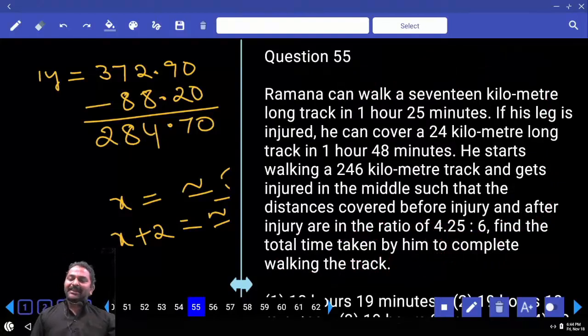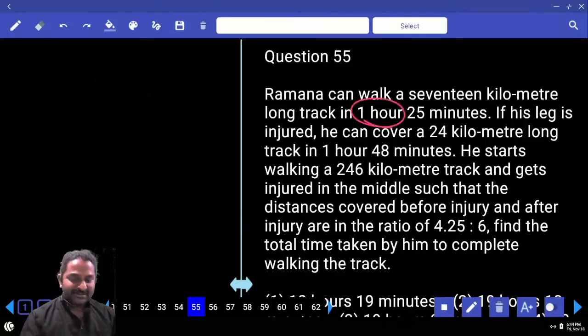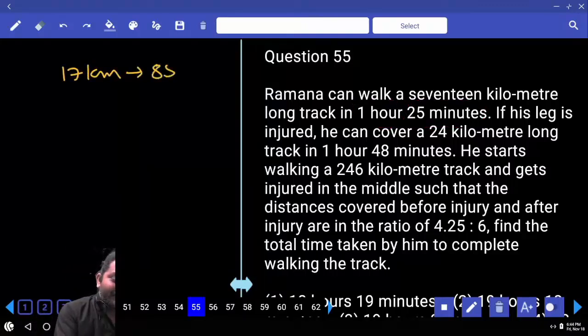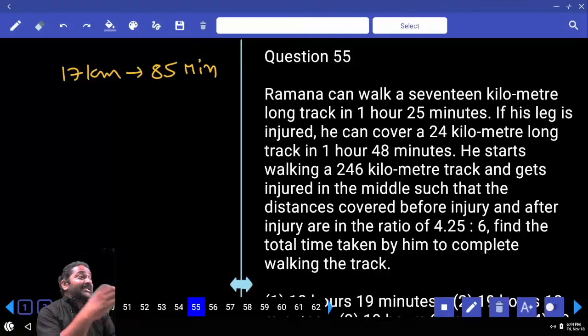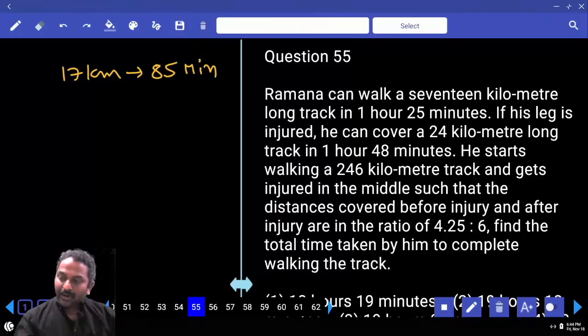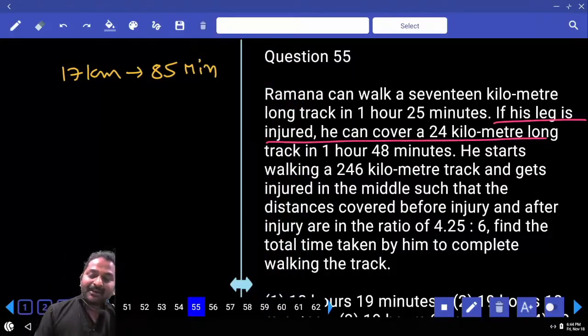Ramana can walk a 17 kilometers long track in 1 hour 25 minutes. 1 hour is how many minutes, plus 25. So 17 kilometers is covered in how much time? 85. So 1 kilometer in? 5 minutes. Easy to calculate, right? As long as it is easy for you to calculate values, keep numbers like that.